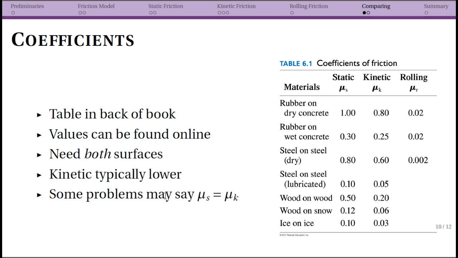The last thing is that some problems may simplify by saying these values are equal to one another. For some things like rubber and dry concrete, 1 versus 0.8, those are not exactly equal. Same for 0.3 versus 0.25, but it's a simplification we sometimes make. But you should expect to see a higher value for static than kinetic friction.